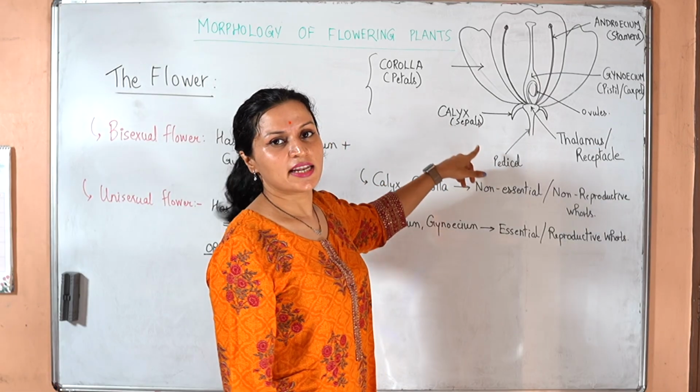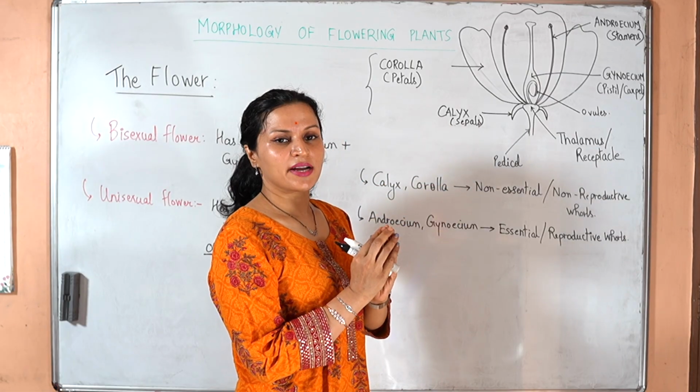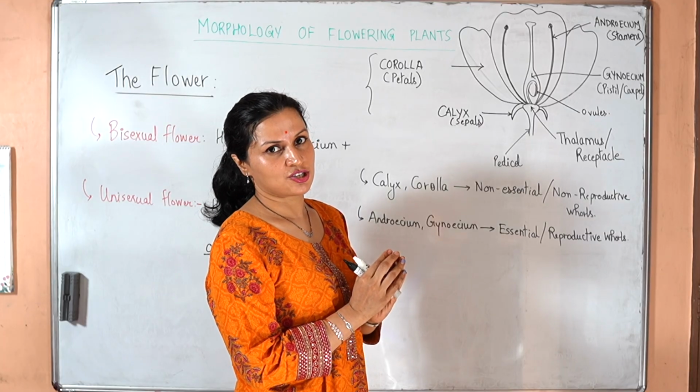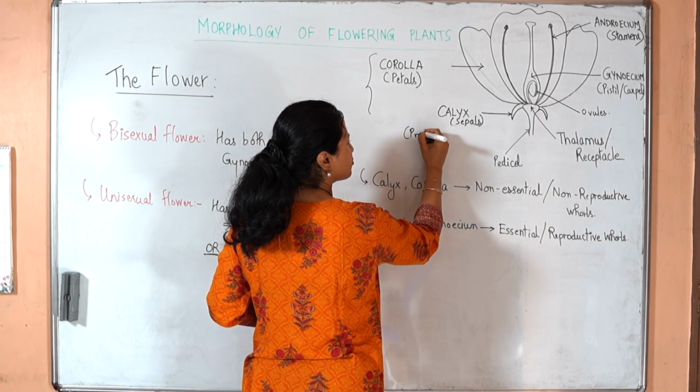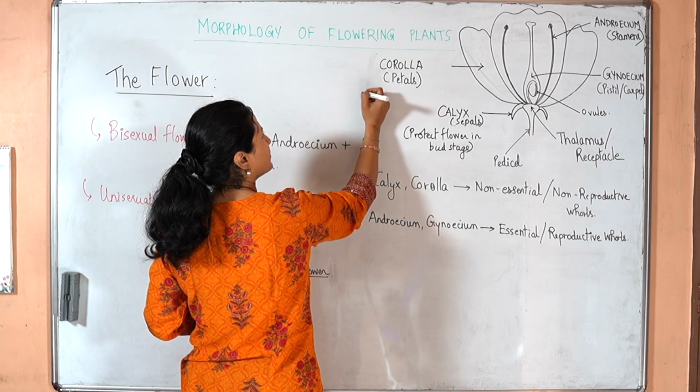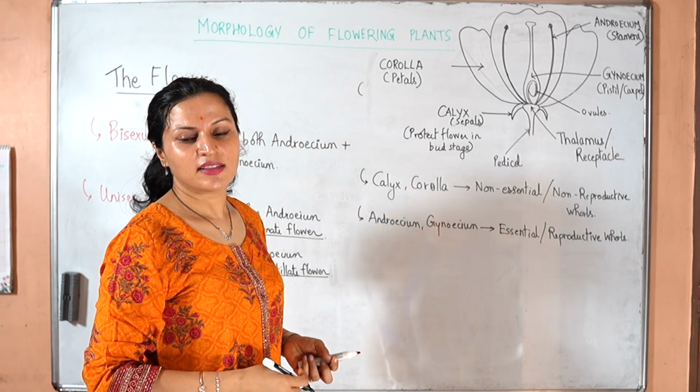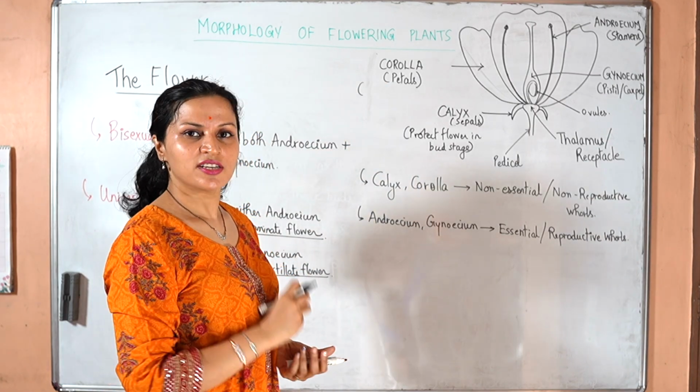What is the function of the calyx? What do the sepals do? They protect the flower in the bud stage. Corolla. What is the purpose of corolla? Attracting the pollinators. Okay, they may be fragrant. They will have nectaries onto them.